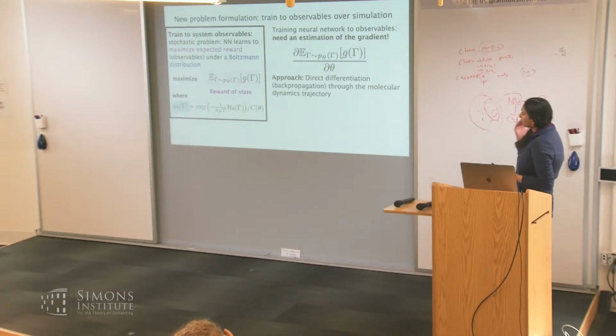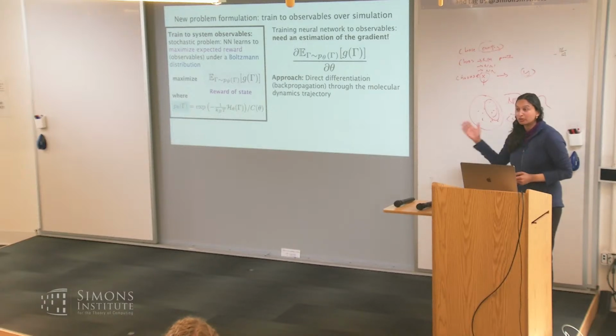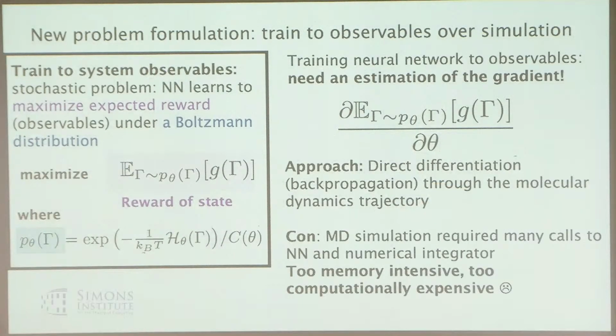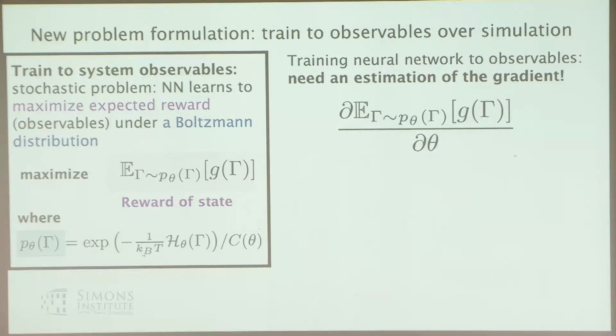So you could try to do direct differentiation through that molecular dynamics trajectory. The issue with that, though, is that if you've taken a lot of MD steps, you've called this numerical integrator a bunch of times, you are storing the gradients along the way. And so when you try to do some type of direct differentiation through this, it is both computationally expensive, and you'll probably also run out of memory pretty quickly as you try to do that backpropagation step.